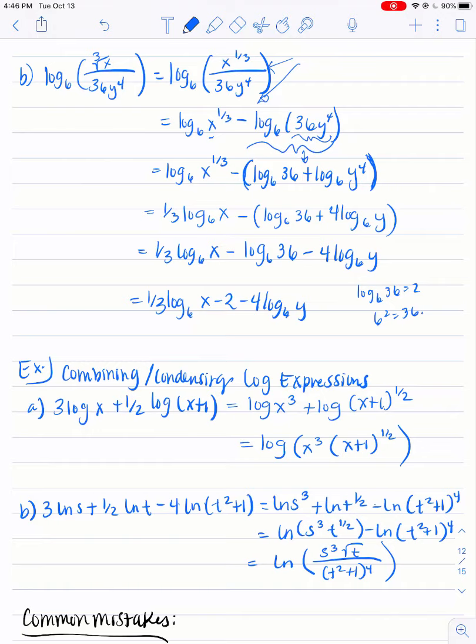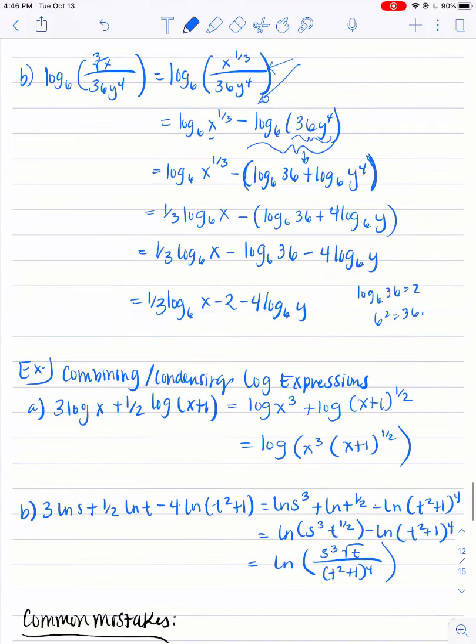And now I can do my power rule. So I move the 1/3 to the front. I have 1/3 log base 6 of x minus log base 6 of 36 plus, I move the 4 to the front, 4 log base 6 of y. And now I distribute the negative. So I have 1/3 log base 6 of x minus log base 6 of 36 minus 4 log base 6 of y. And then I can evaluate this. Log base 6 of 36 is 2 because 6 squared is 36, sorry, not 6 times 2. Then I have 1/3 log base 6 of x minus 2 minus 4 log base 6 of y.